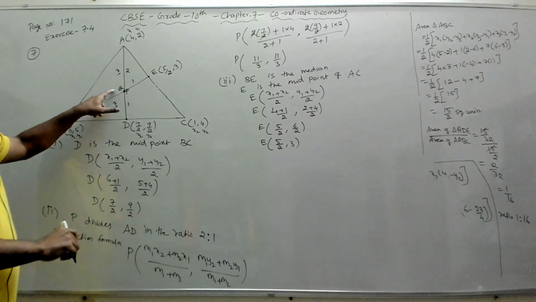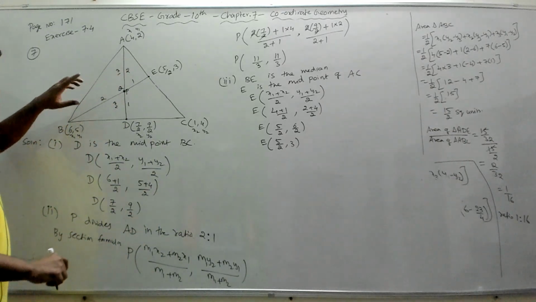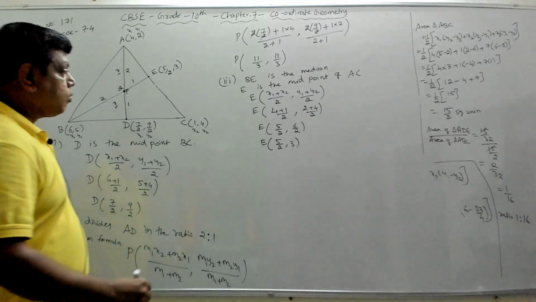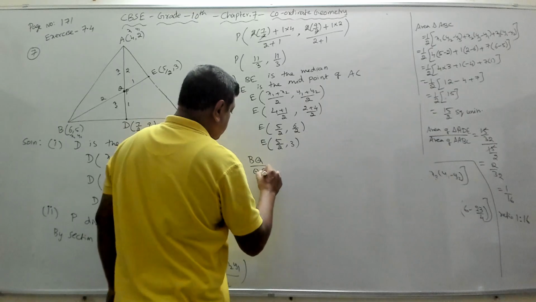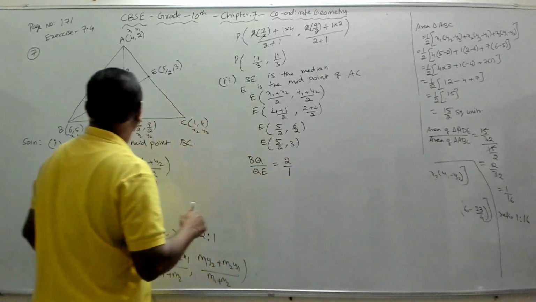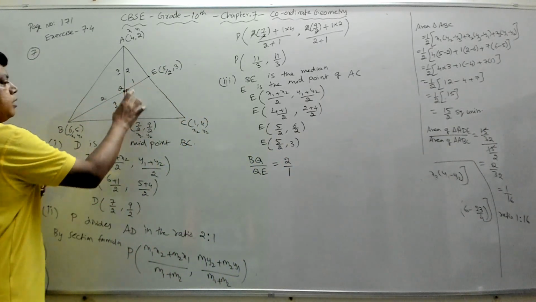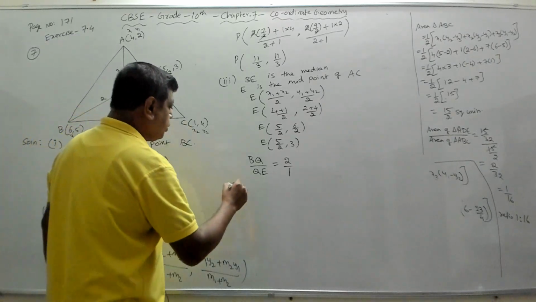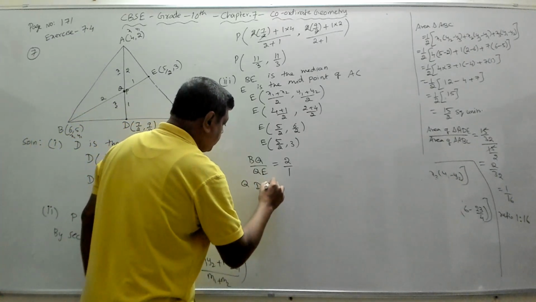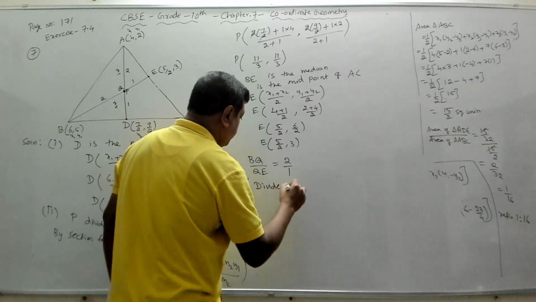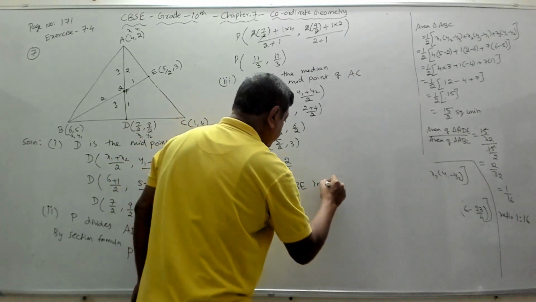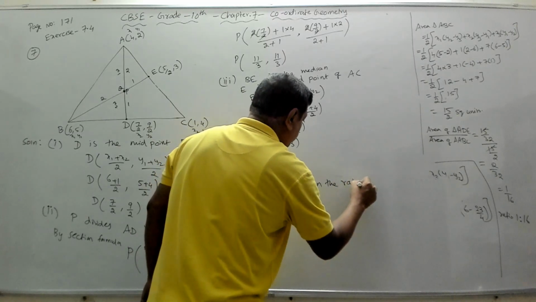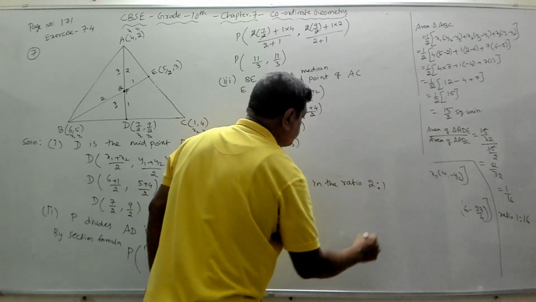Q is the point which divides BE in the ratio 2 is to 1. So what have they given? They have given BQ by QE equal to 2 by 1. Now which means the point Q divides BE in the ratio 2 is to 1.